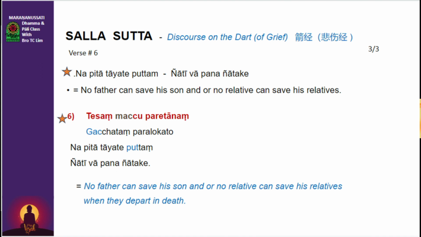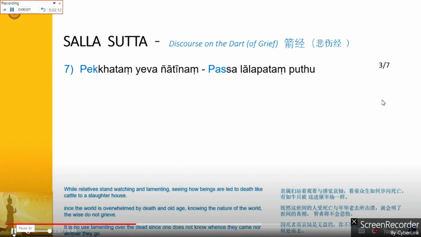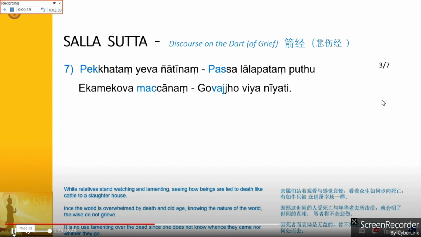The last verse, 7. Pekatang ewanyati nang pasalala patang puto ekamiko wamaccanang gowajo viyaniyati.